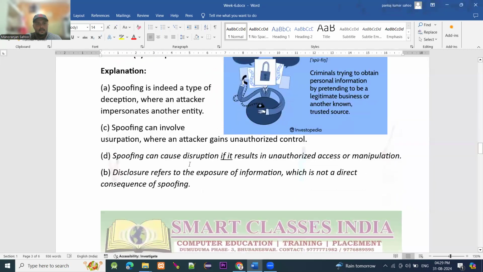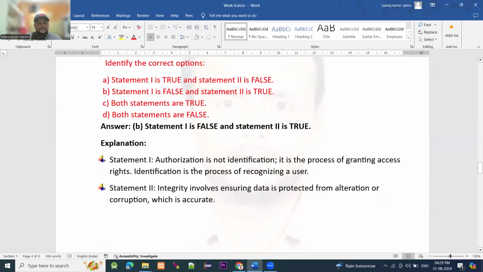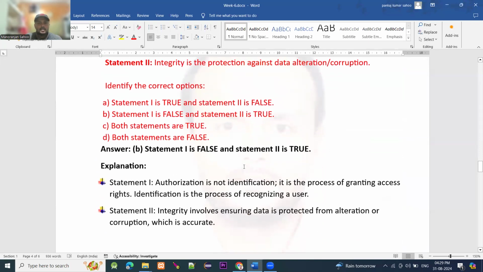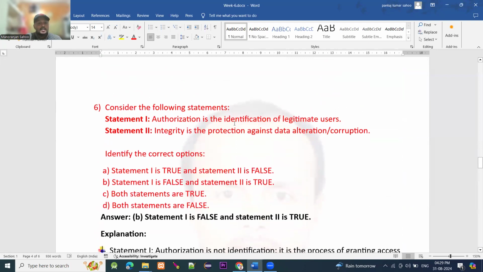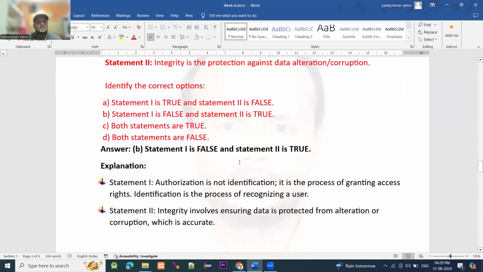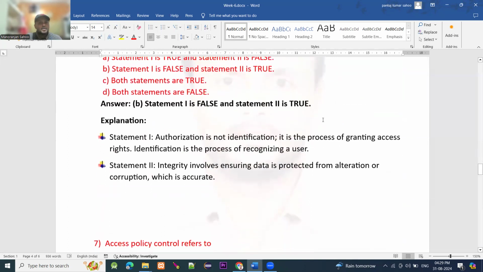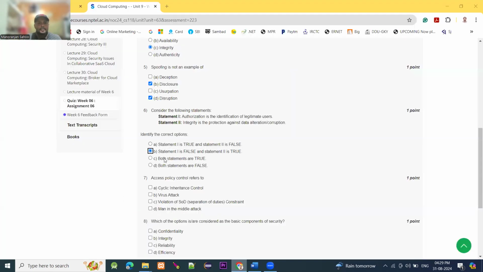Here we can clarify more. Statement 1 says authorization is the identification, which is not true. Authorization is not identification. It is the process of granting access rights. Identification is the process of recognizing a user. In statement 2, integrity involves ensuring data is protected from alteration or corruption, which is accurate. That relates to the integrity part. So statement 2 is the right answer and statement 1 is false. Option B is the right answer.